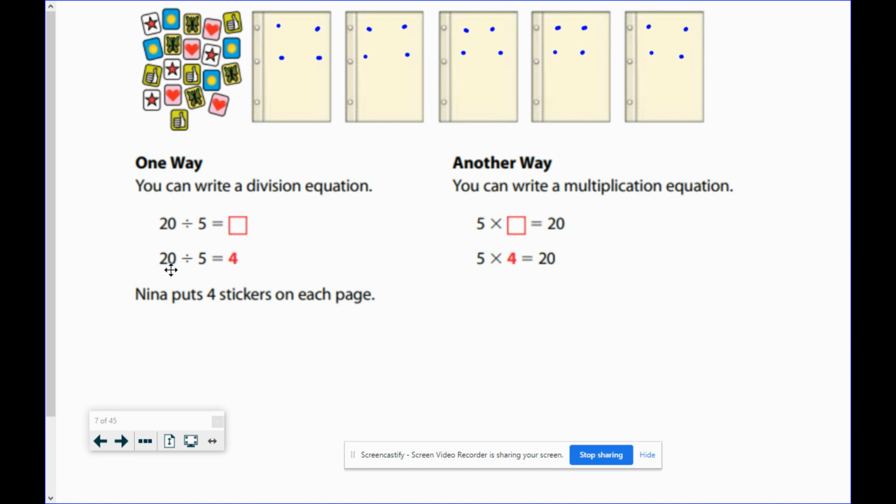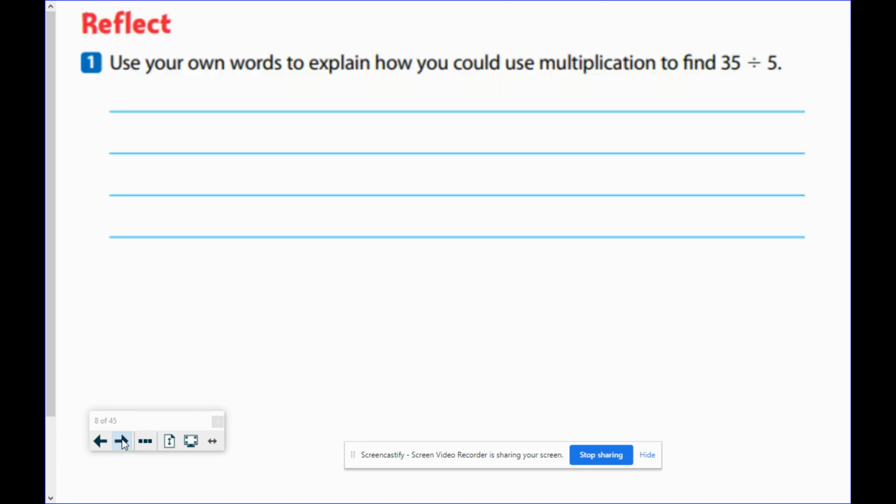All right, so if we take the 20 stickers and we put it each on 5 pages, we see from modeling it out that there's 4 on each page. Or we could say 5 times what number equals 20? Same thing, 5 times 4 is 20. This fact family, all of these sentences are using 4, 5, and 20. We're going to skip this question because we skipped it in class and come back to it if we have a minute.